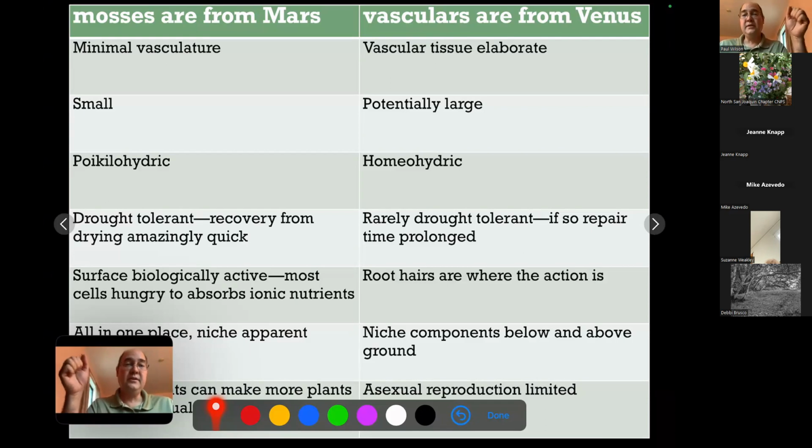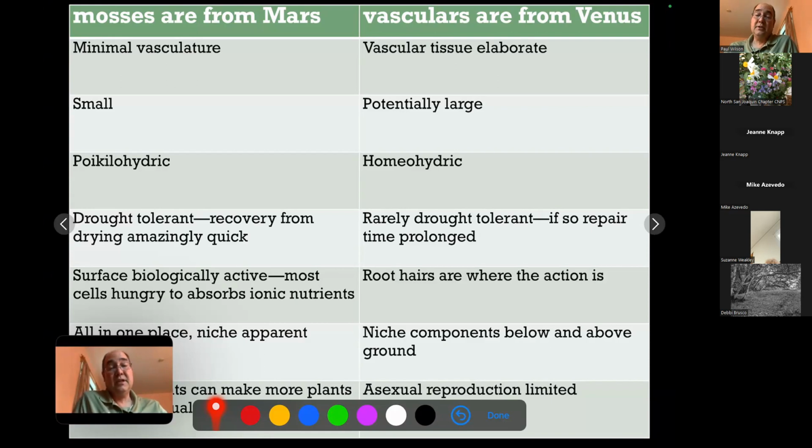And now associated with this poikilohydry is that bryophytes are generally drought tolerant, and most of them recover amazingly well and quickly upon re-wetting. People have taken bryophytes out of museums, added water, and they're back to a positive photosynthetic rate in minutes, maybe an hour, after being dry for more than a year. Very few vascular plants can do that, and they're in special groups.